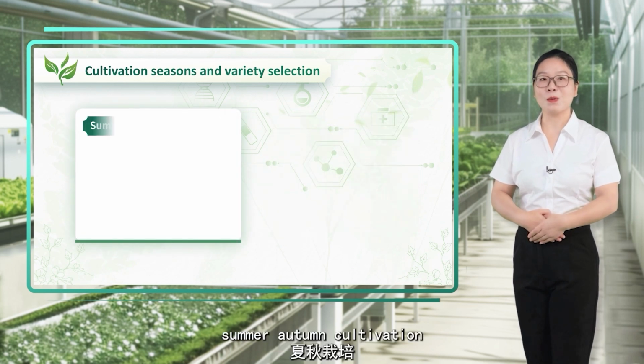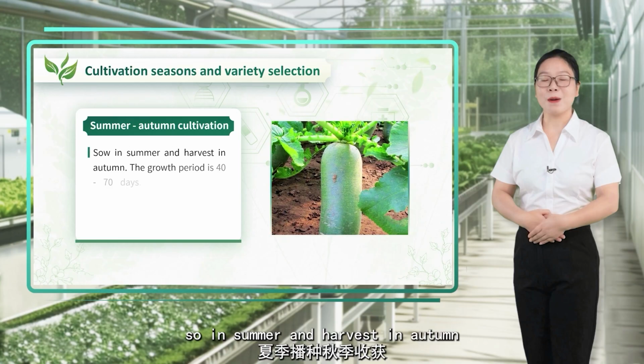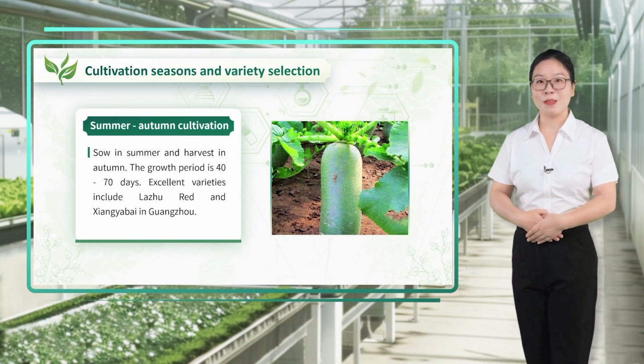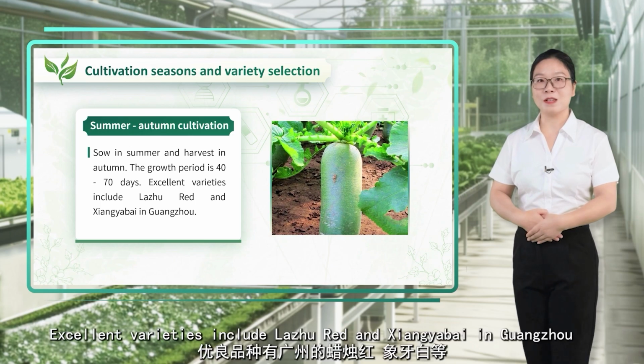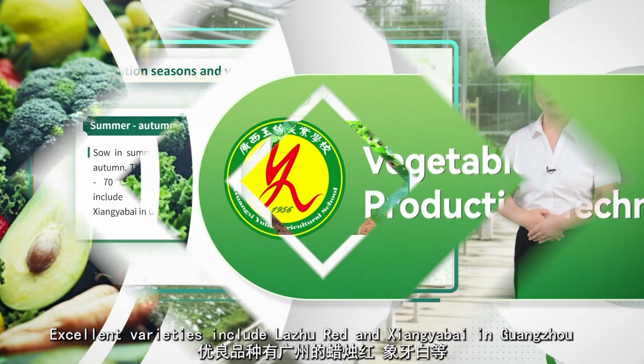Summer, autumn cultivation. Sow in summer and harvest in autumn. The growth period is 40-70 days. Excellent varieties include Layer Red and Xiangnabe in Guangzhou.